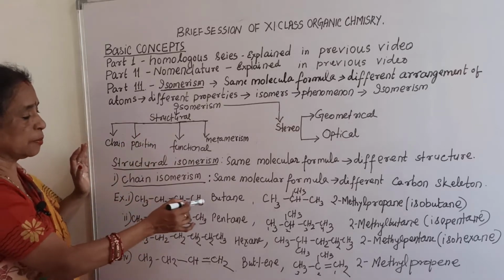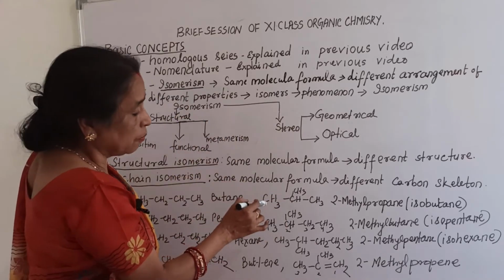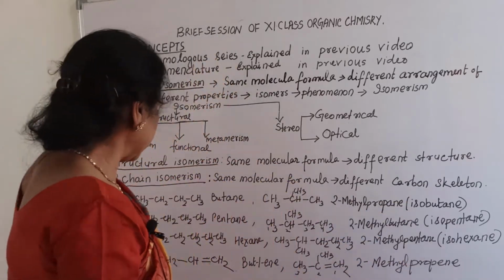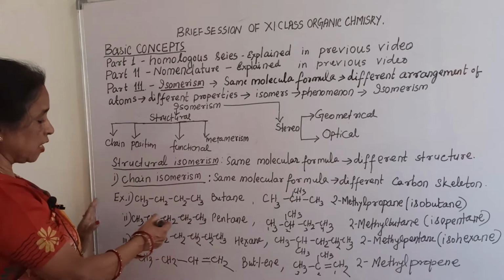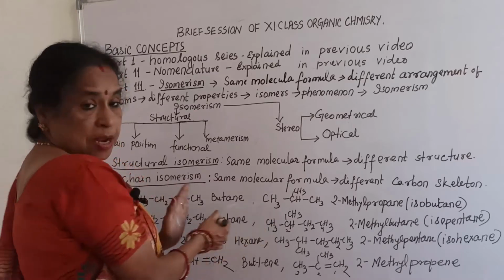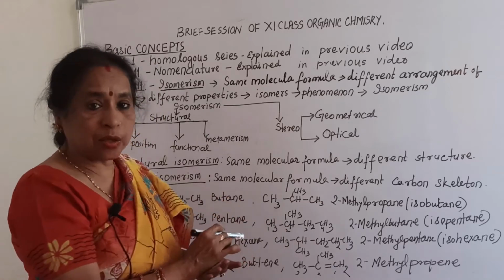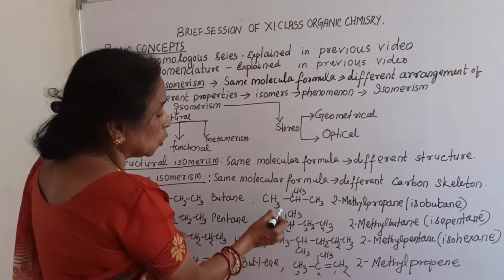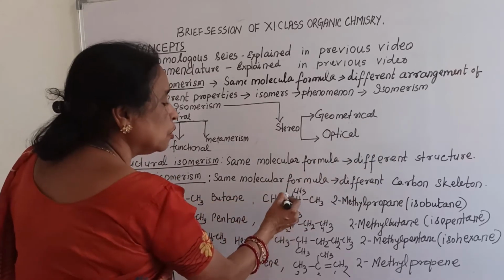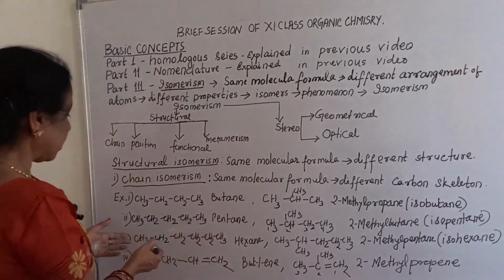Example here butane, and you can take in second position there is a methyl group, so it is known as 2-methyl propane, and now it is called isobutane. Similarly pentane, since it contains 5 carbon atoms, that is alkane, so pentane, and both have the same molecular formula. And what is its chain isomer? In second position there is a methyl group, so what is the IUPAC name? 2-methyl. And what is the long chain? 4 carbon, so 2-methyl butane. And what is the common name? Isopentane. Now next come to hexane.